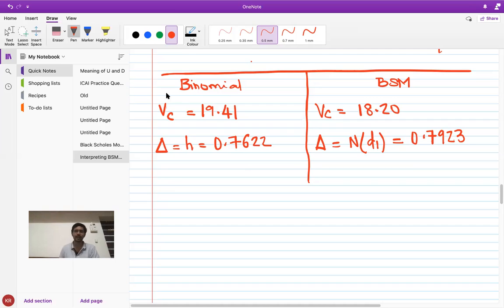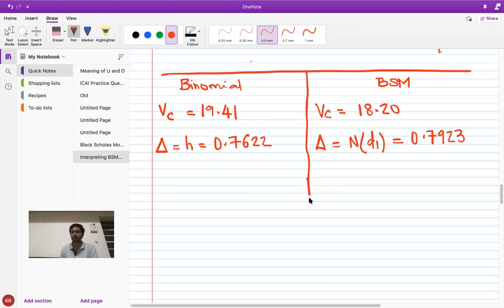Okay, so the value of a call option has decreased from binomial to Black-Scholes by about 1.2, and the value of delta from binomial to Black-Scholes has increased. But my emphasis is not on increase and decrease. I'm just trying to say that the calculation methodology under Black-Scholes is better than under binomial, because binomial had some restrictive assumptions. But binomial also gave a value which is not completely far away. It is almost close to what Black-Scholes is giving, but there is a marginal difference. The delta is 0.7622 and 0.7923.